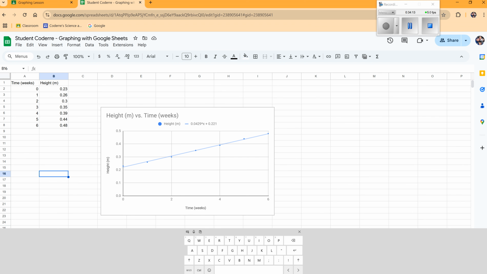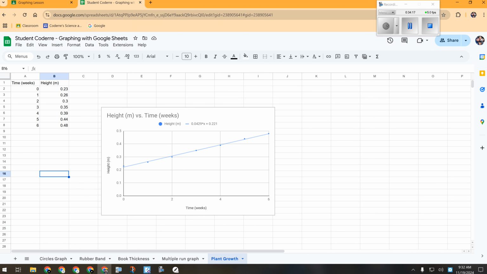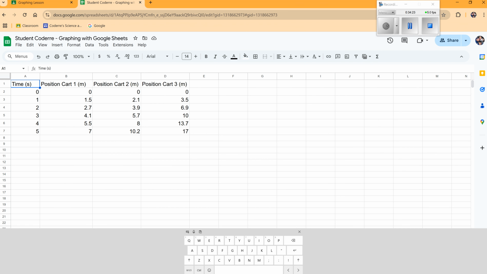Now, next thing we want to look at here is the one that says multiple run graph. So I want everyone to go there, because this is going to be more like what we're going to be doing tomorrow with our position versus time lab with the carts. So in this experiment, which is just like what we're going to do tomorrow, is it okay to put the 3 different carts on the same graph?